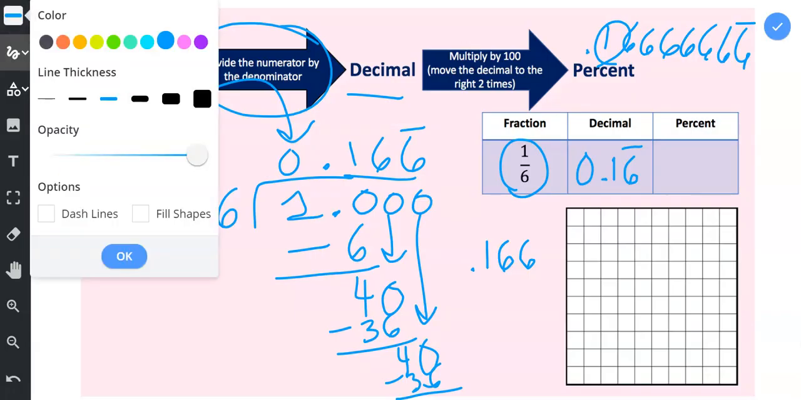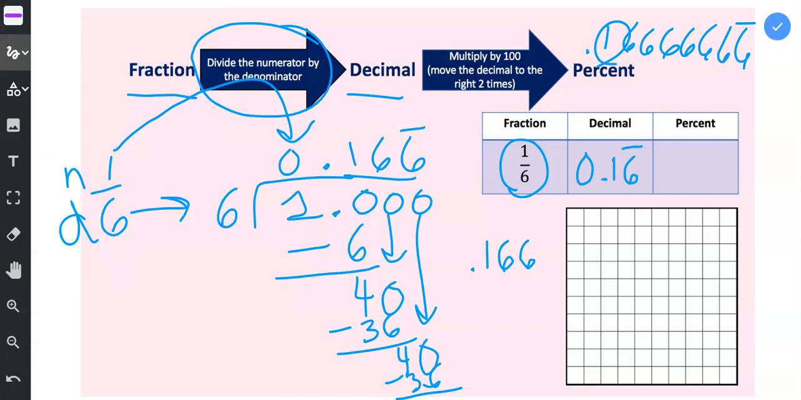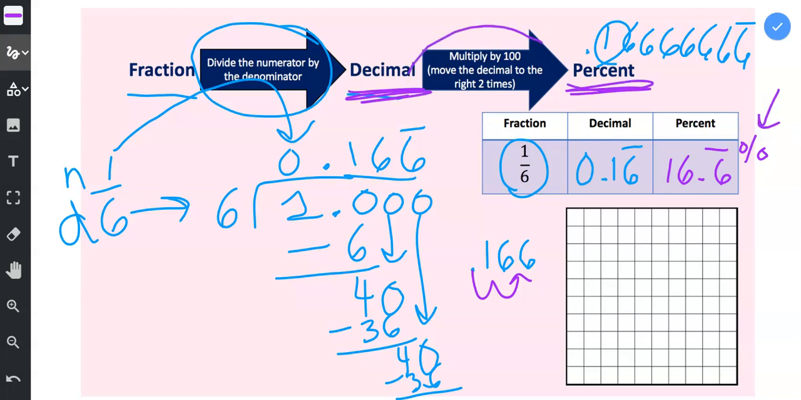And that would be the same as me showing you, all right, I move the decimal twice to the right. And we need a line over this because we're not rounding. It's still going to go on forever, and we can't forget that percent sign. So to move from a decimal to a percent, you just multiply it by 100, which essentially moves the decimal 2 times to the right.